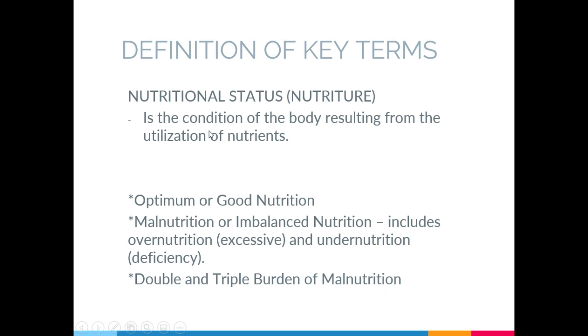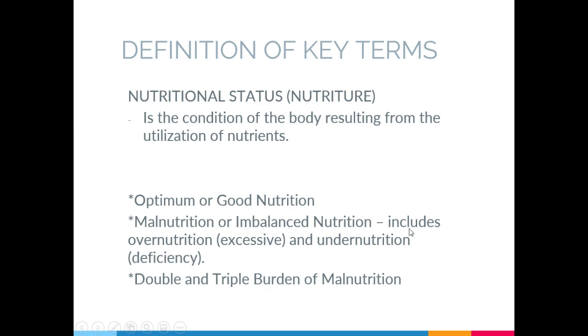So there are only two conditions of the body as a result of utilization of nutrients. So therefore, there are only two nutritional statuses. We have good nutrition or optimal nutrition, or malnutrition or imbalanced nutrition. So duha ra gyud ang outcome sa atong nutritional status. It's either good atong nutrition or imbalanced atong nutrition, which is also called as malnutrition.